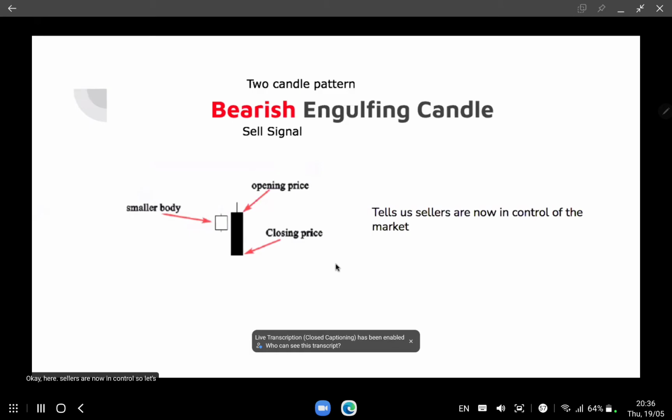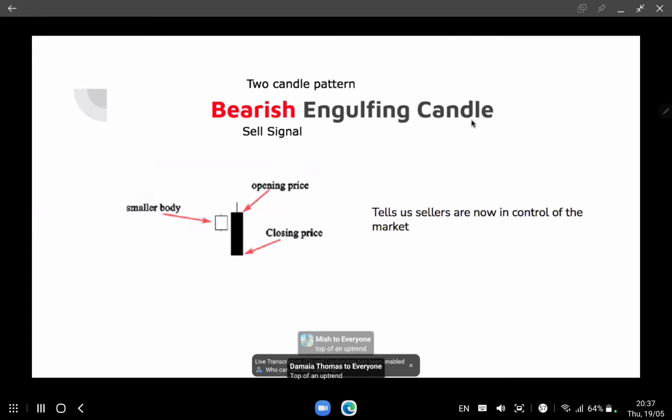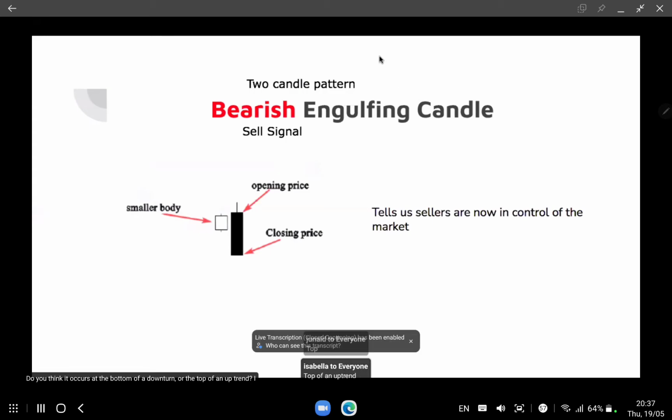So let's talk about this a little bit. Since it's a sell signal, which is why I did my whole breakdown in the beginning, do you think it occurs at the bottom of a downtrend or the top of an uptrend? I love it. At the top of an uptrend, because it's telling you you're going to start selling now. So that must occur at the top of an uptrend, right? It's a top reversal pattern. Perfect. So I'm going to go to the next screen and we're going to talk about it.